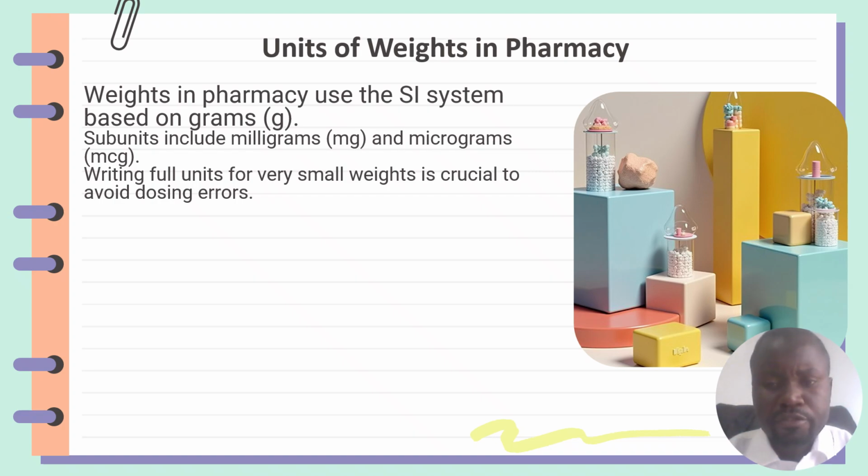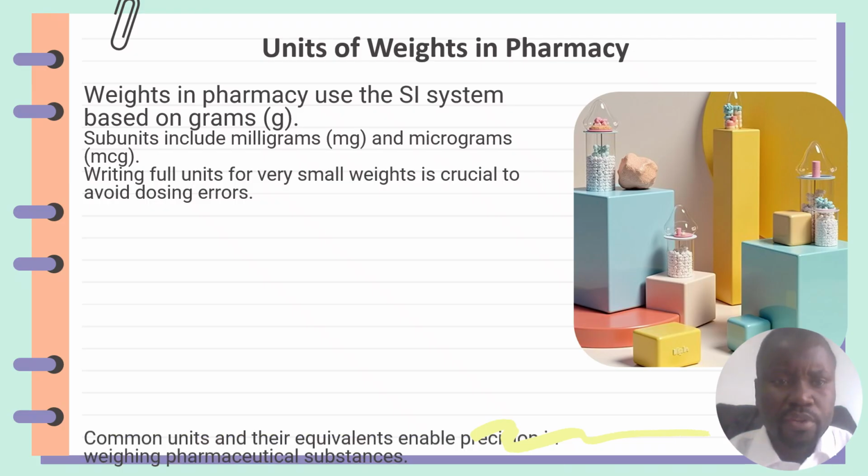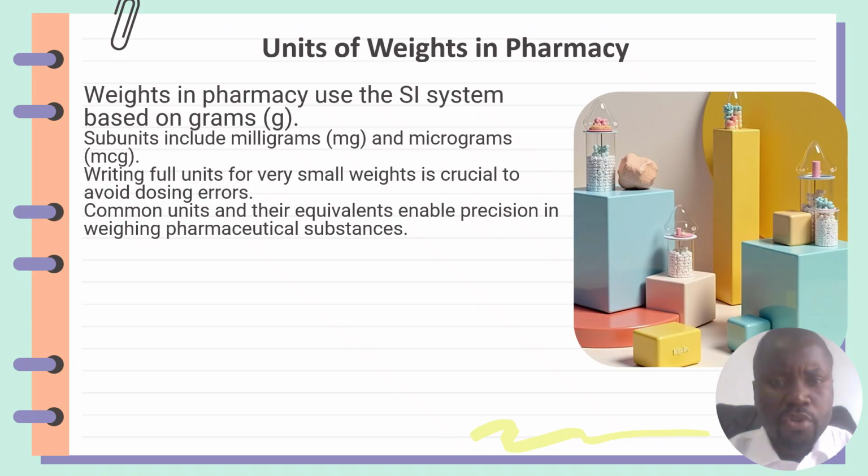It is important for small weights to be written in full. For example, micrograms and nanograms have to be written in full because the micro sign may actually be misinterpreted for milligram, and that can cause patient safety risks as a result of poor dosing and dosing errors. The common units and their equivalents enable precision, and so this is crucial in weighing pharmaceutical substances.